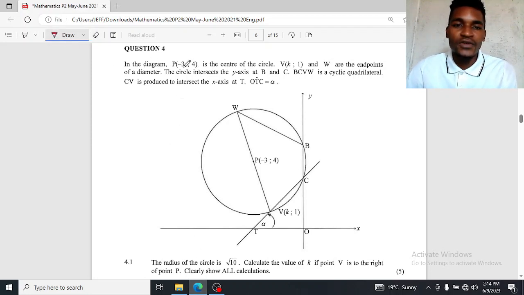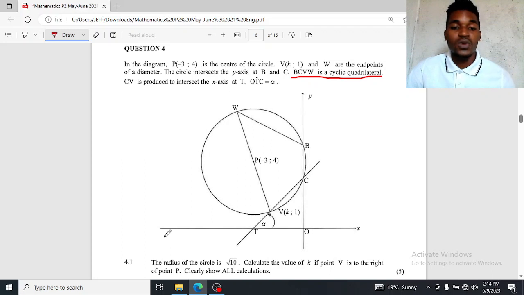In the diagram we have the center P given the coordinates (-3, 4), and we have the endpoints of the diameter VW, where the coordinates of V are (K, 1). We are told that B and C are the y-intercepts, and we are also given that BCVW is a cyclic quadrilateral, and we also have the angle OTC given as alpha.